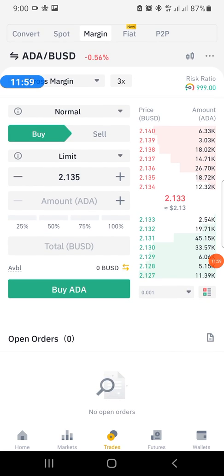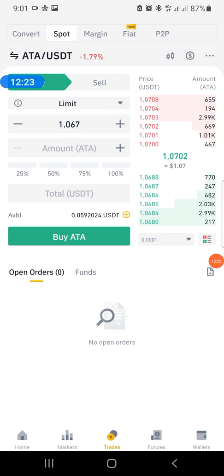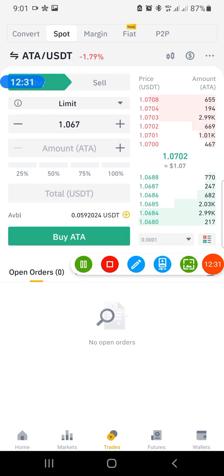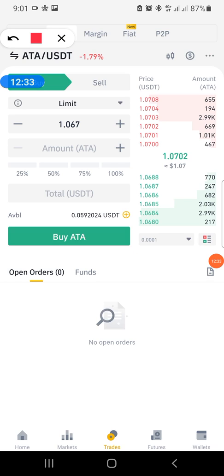And margin trading works with leverage, same as futures trading. So basically, we'll be focusing on spot trading for the purpose of this introduction class. So in spot trading, there are parameters we use in trading.